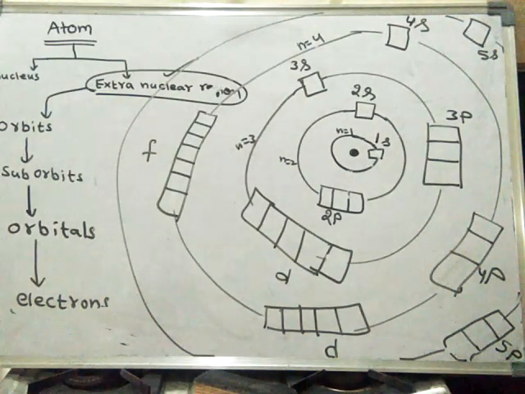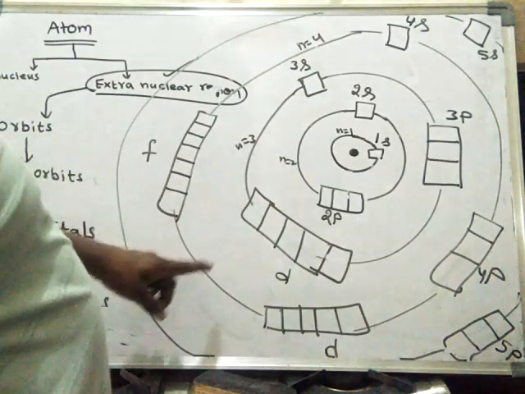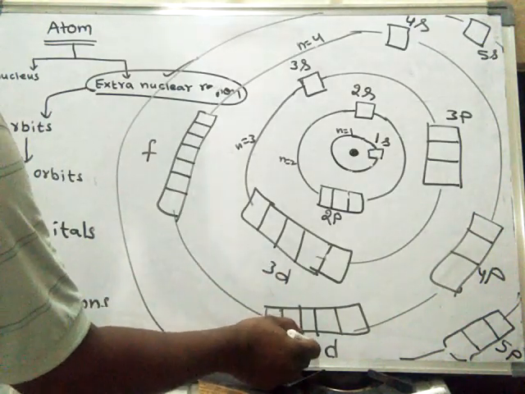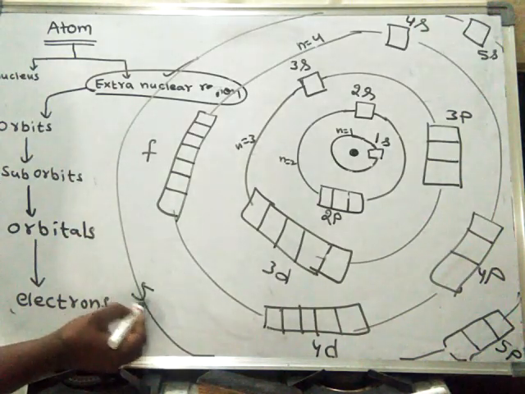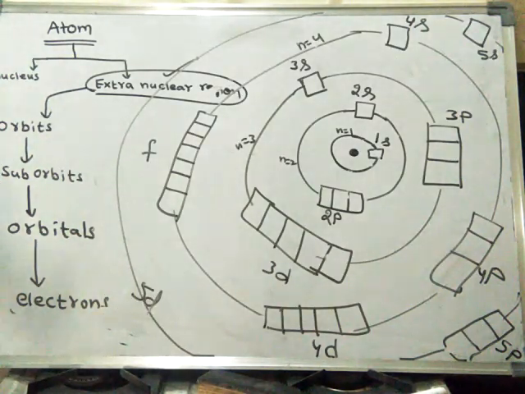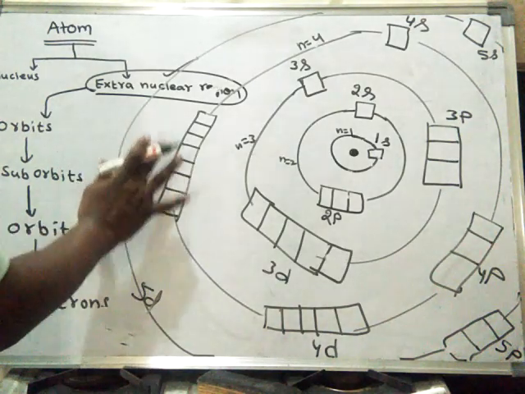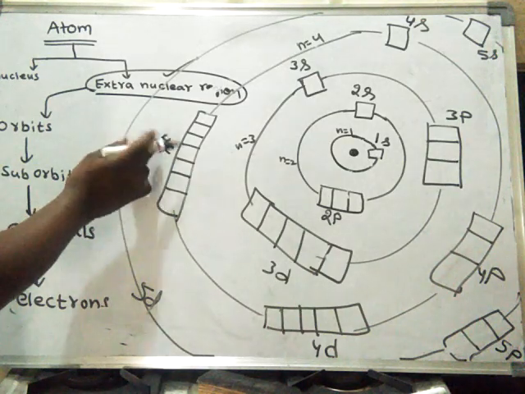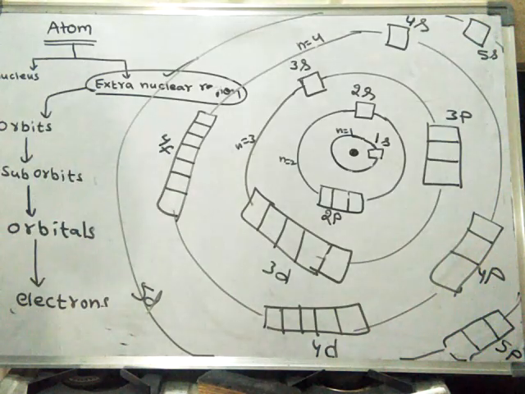Okay. So in the same way, the D suborbit starts from the third orbit. So it is called the 3D suborbit. This is called the 4D suborbit, and the next orbit contains 5D suborbits. Next, F orbitals start from the fourth orbit. So this is called the 4F suborbit, and it contains 4F orbitals.